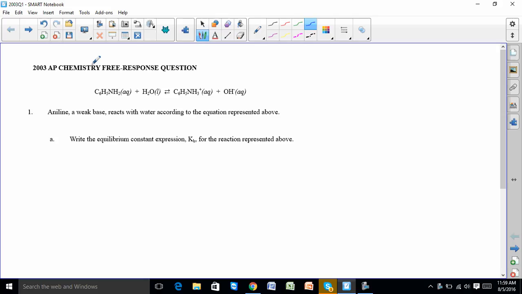Okay, 2003. It used to be on the old test that the first one was always an equilibrium problem. This is a very difficult problem. Aniline, a weak base. If you remember about weak bases, you can't use Arrhenius theory, because Arrhenius theory says that acids make H plus, but bases make OH minus. Well, this is a base, but it doesn't have OH minus in it.